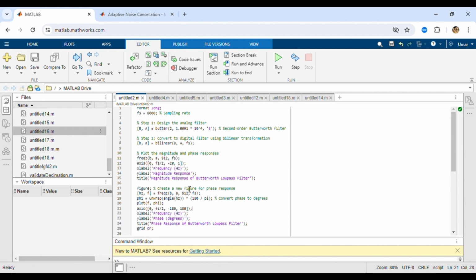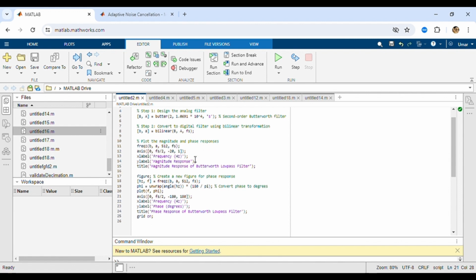So moving to task 1, in this task we are given the sampling rate of 8000 Hz and we are going to design a second order Butterworth filter. So here we are going for the second order equation, which is this, and then we are converting to a digital filter using bilinear transformation. Then we are plotting the magnitude and phase response by using the freqz command, which is the built-in command, and we are labeling the X and Y axis with the title magnitude response of Butterworth low pass filter, and we are also creating a new figure for phase response.